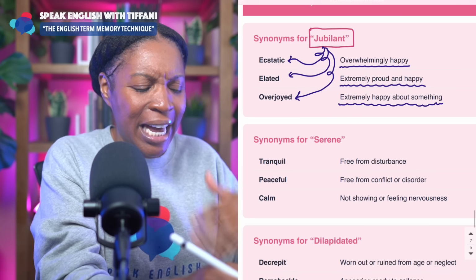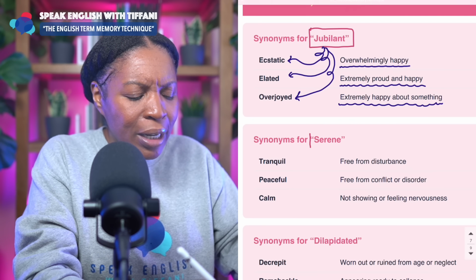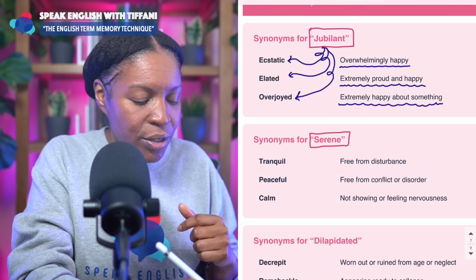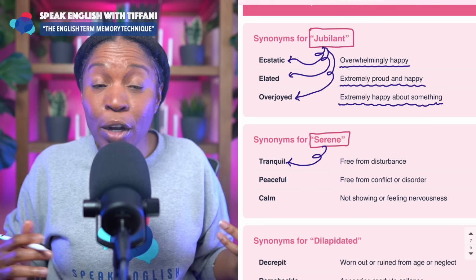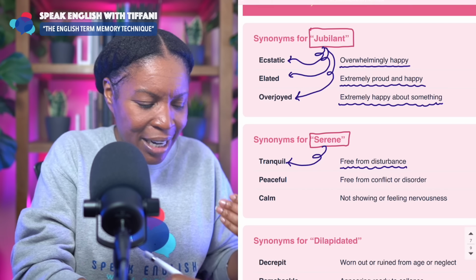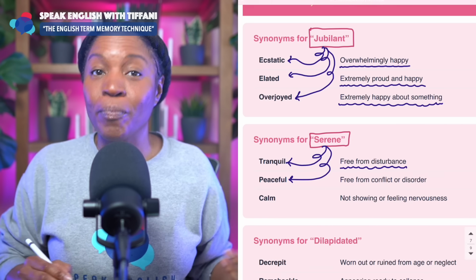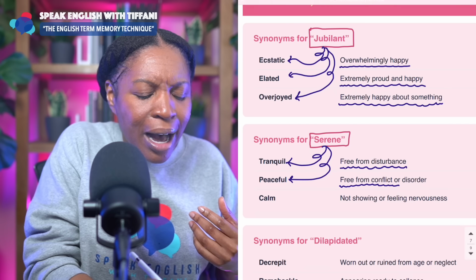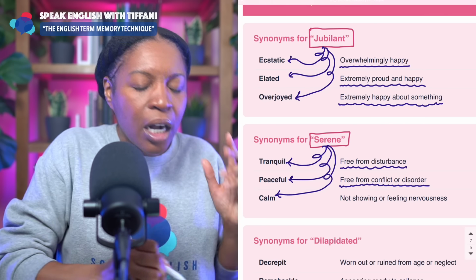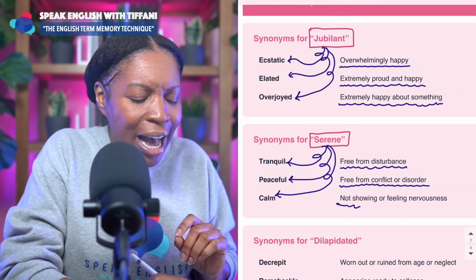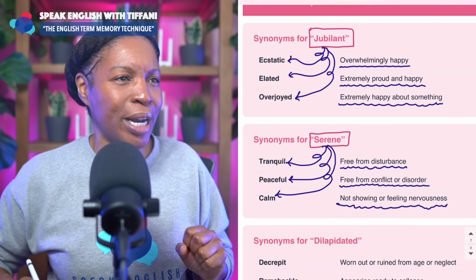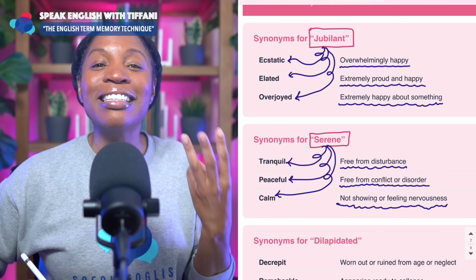What about serene? That image we saw of that beautiful lake in front of the mountain. Serene. The first synonym is tranquil. Tranquil just means free from disturbance. Our second synonym for serene is peaceful, which just means free from conflict or disorder. Our third synonym for serene is calm, which just means not showing or feeling nervousness. So now 3 synonyms for the word serene. We have tranquil, peaceful, and calm.